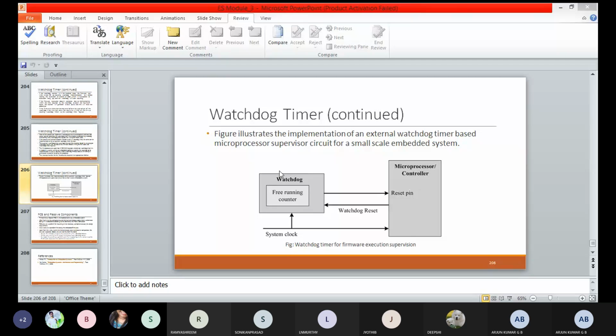Okay, see, this is the figure. This is a watchdog timer for software execution supervision. Supervision is nothing but monitoring. See the watchdog, this is a free running counter. This is the system clock, and then this is the processor. This is the reset path. For every execution, this watchdog timer is monitoring.